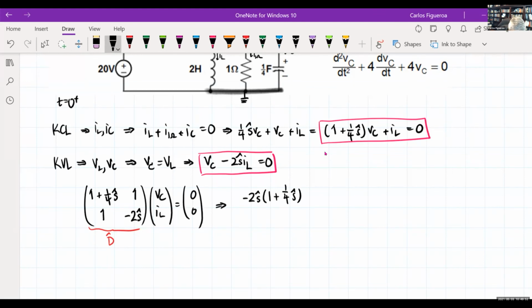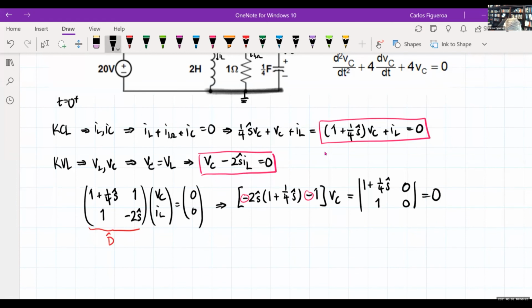Right, and then my cross term, which will give me minus 1, that's going to be VC. Now look at my zeros. So then I'm going to get 1 plus 1/4 s, 1, and then I got 0, 0, which is of course 0. Let's clean this up. So see the minus signs? I'm going to get rid of all the minus signs.